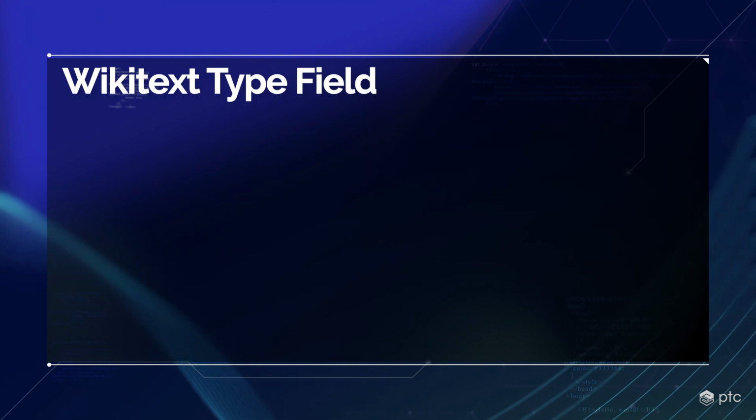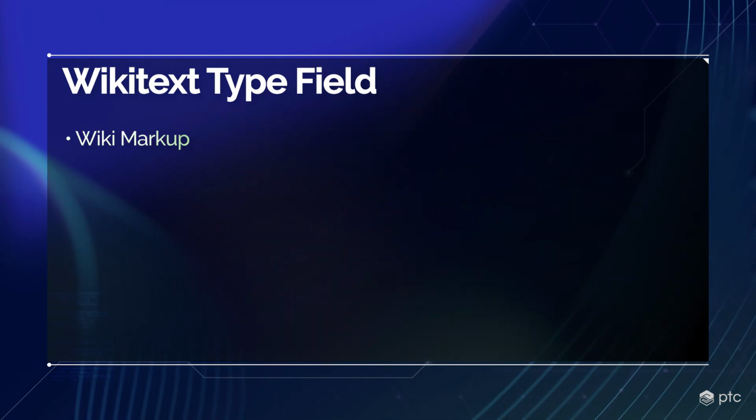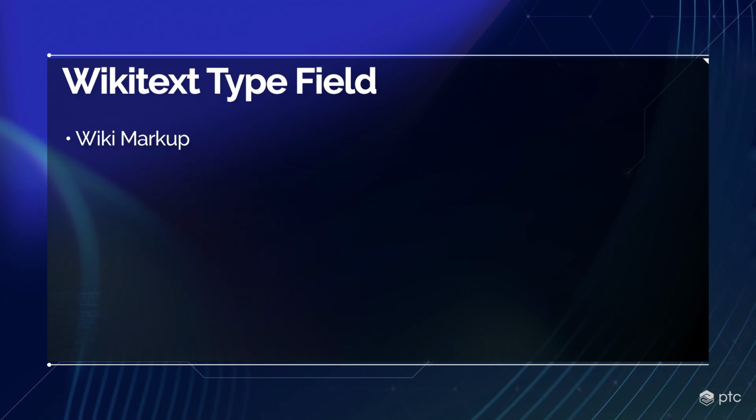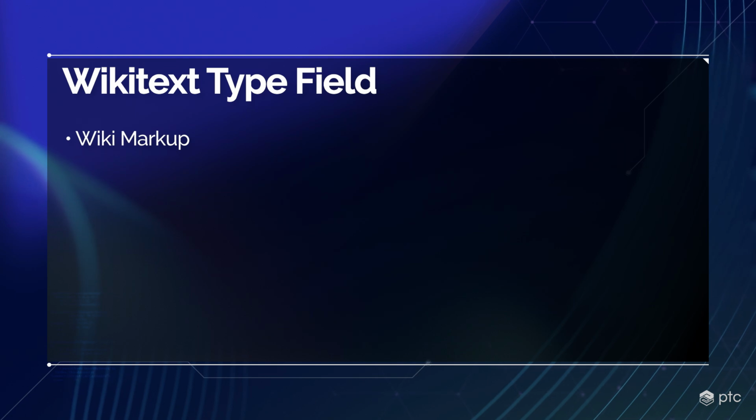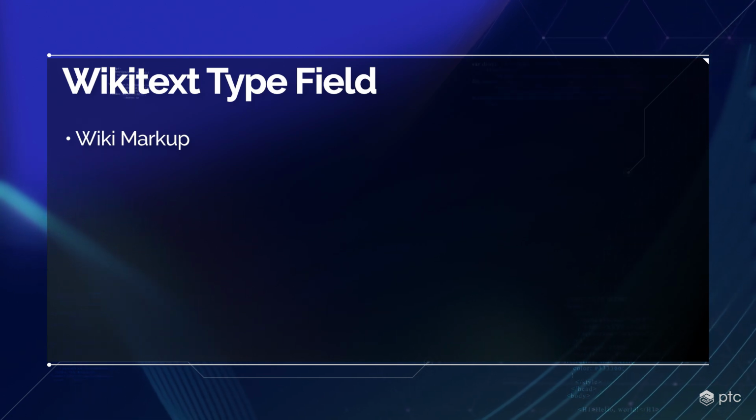In this video, we're going to talk about the Wikitext type field. This type of field is used for recording text with Wiki Markup. Wiki Markup, or Wikitext, is a markup language used to write pages in Wiki websites such as Wikipedia. It's a simplified alternative to HTML. Using this, we can write detailed descriptions or write detailed data to custom fields that we use in our trackers.